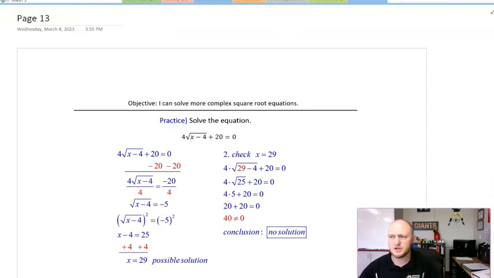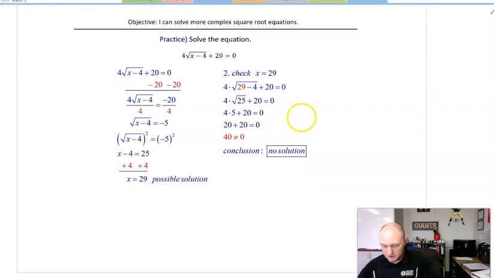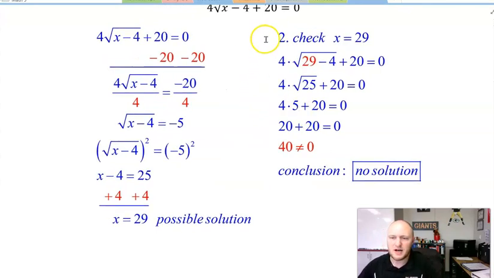Okay, hopefully you tried this one. Here is the solution. You should have gotten no solution. Your possible answer was 29. So we take away 20, we'll divide by 4 to give us negative 5, and when we square that, we get a positive 25. So x minus 4 equals 25. Our possible solution is 29, which when we check it, we do not get a match. We get 40 is equal to 0. That's false. No solution.